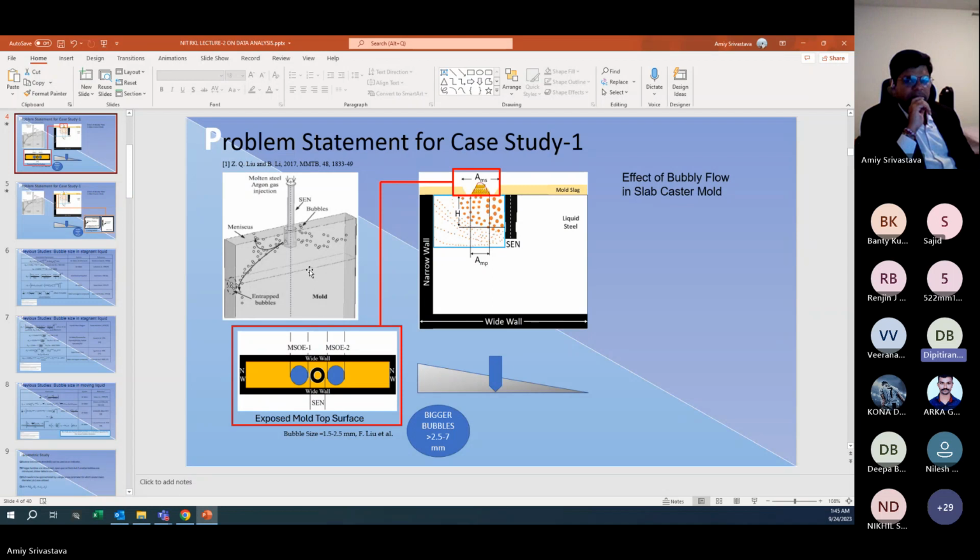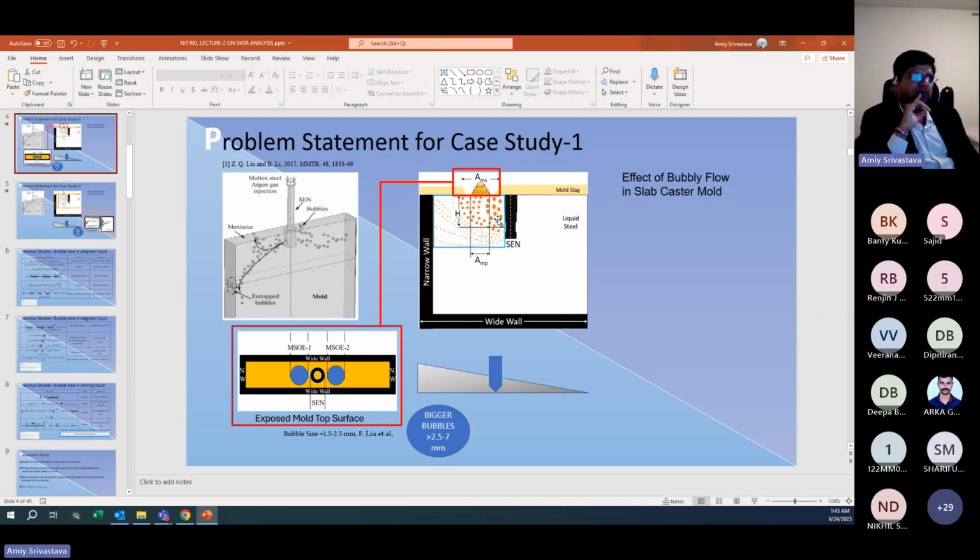Sir, a bigger bubble size going into the mold is another thing. A bigger bubble size can make an open eye, and from the open eye, air can be trapped. Oh yes, sorry, I forgot that. I mentioned that. For this cause, even the bubble size is responsible.